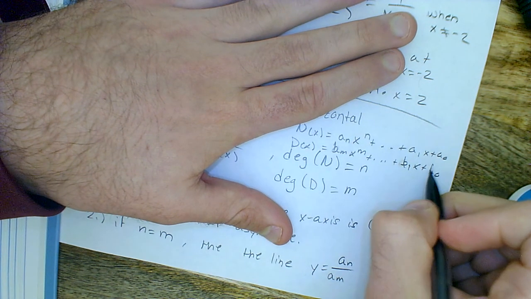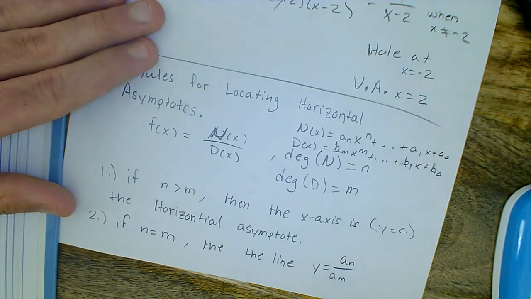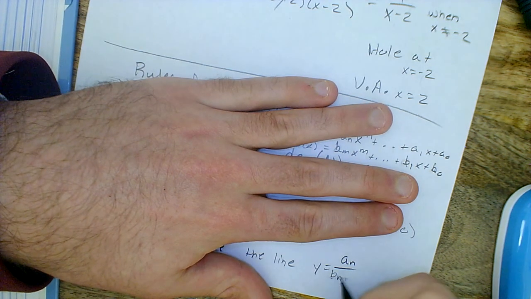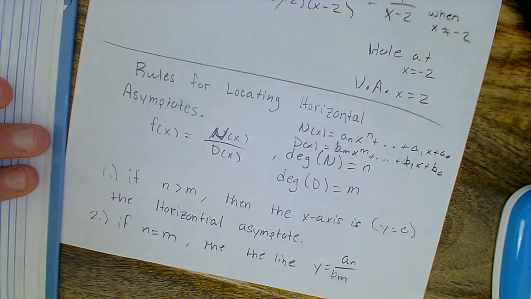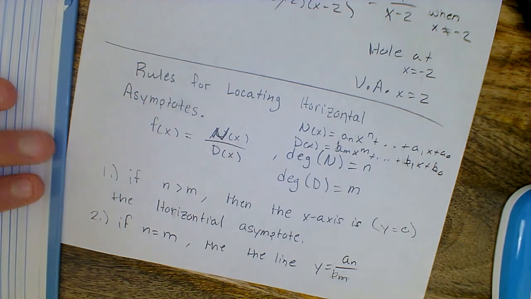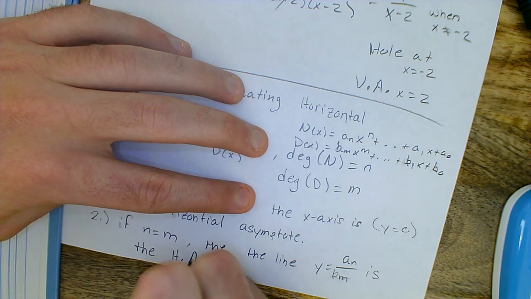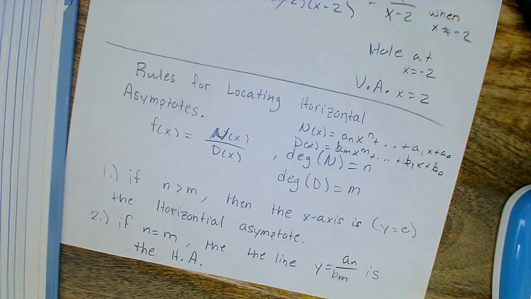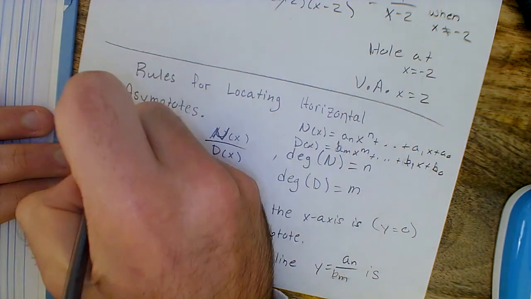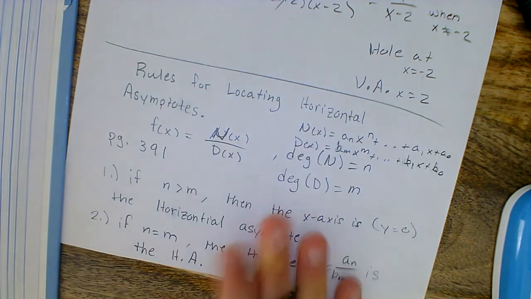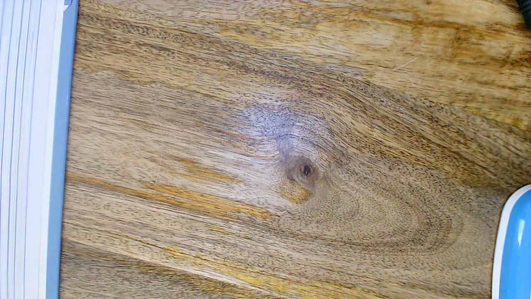Okay, so it's still the same idea. B, B, B0. And this would be a BM. So it's AN over BM is the horizontal asymptote. So this table is on page 391.